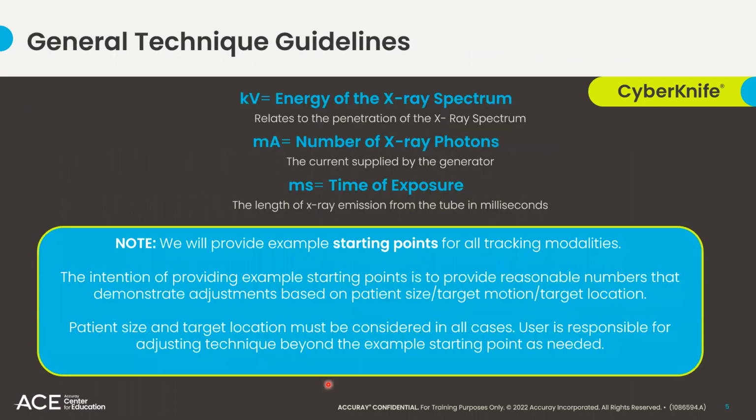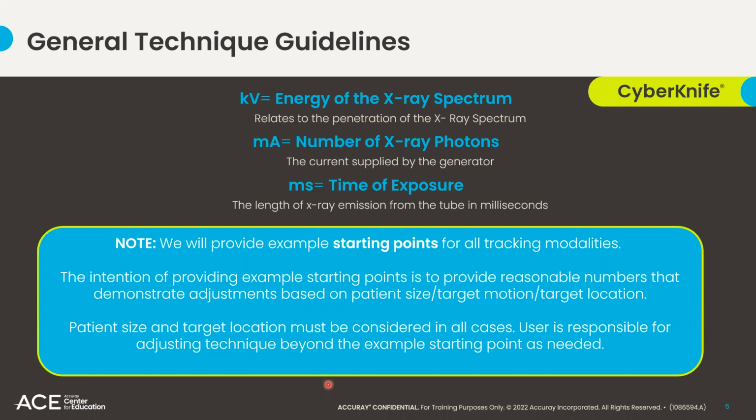Let's start with some general technique guidelines. We know that radiation therapists come from a variety of different backgrounds, so we'll start with a very general explanation. The three values that the therapist will need to consider: KV, or the penetration power, MA, or the number of X-ray photons, and MS, the length of the exposure in milliseconds.